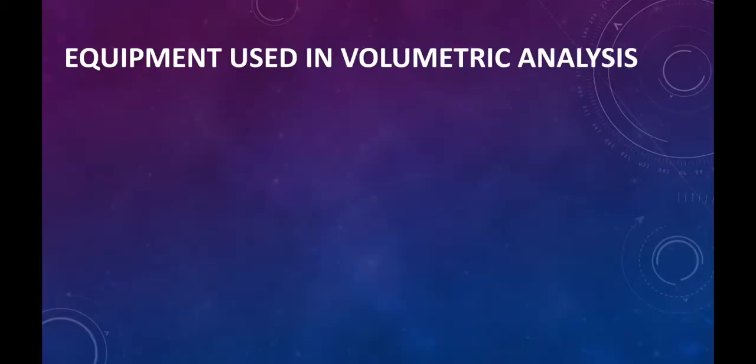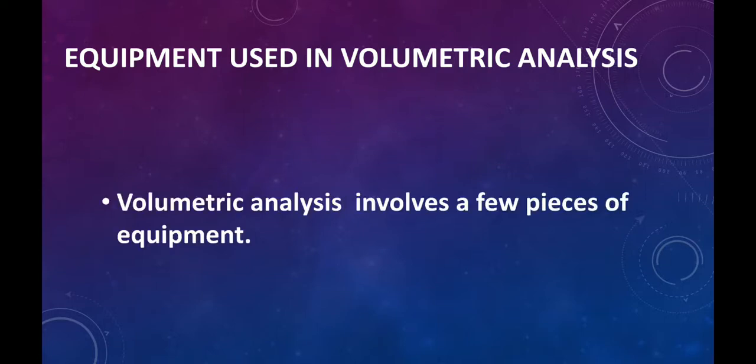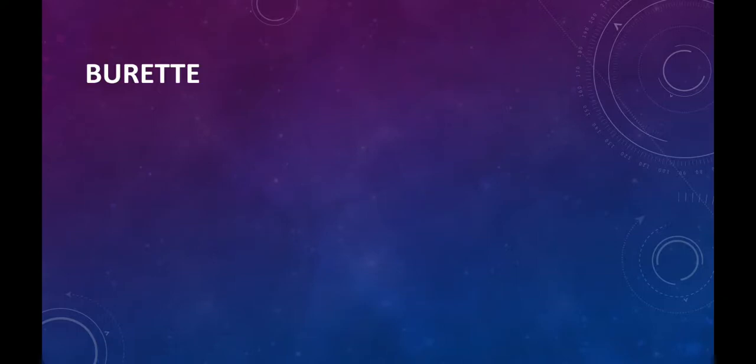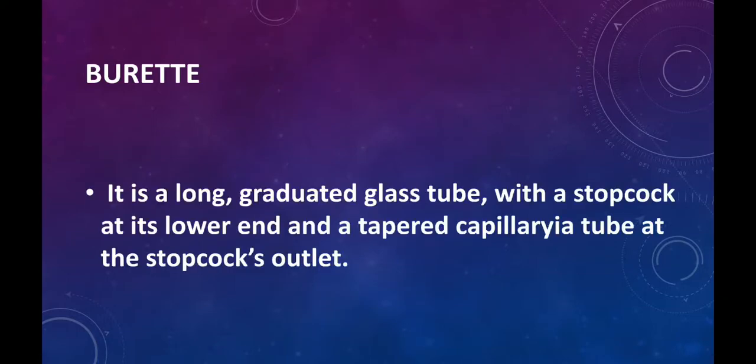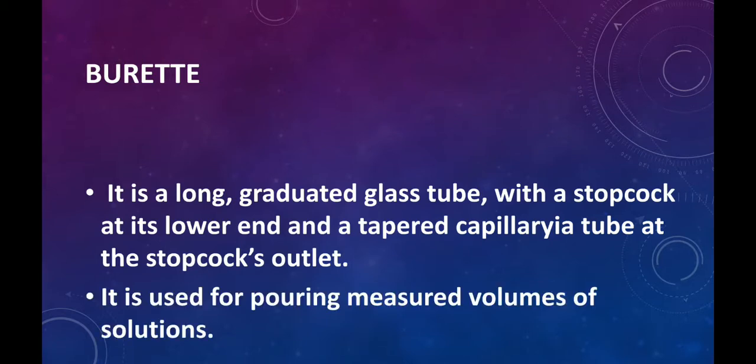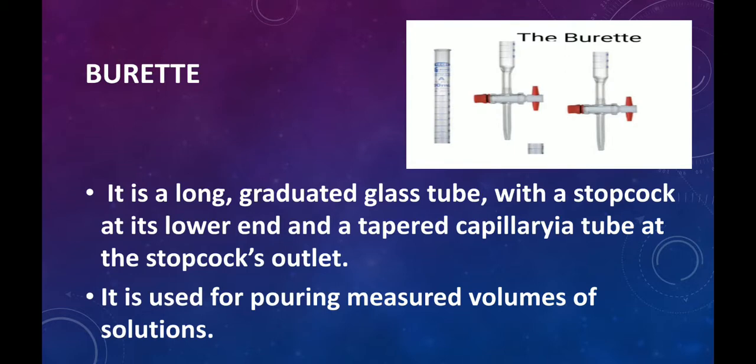Let us study equipment used in volumetric analysis. Volumetric analysis involves a few pieces of equipment. First of all, burette. It is a long graduated glass tube with a stopcock at its lower end and a tapered capillary tube at the stopcock's outlet. It is used for pouring measured volumes of solutions. This is a diagram of a burette.